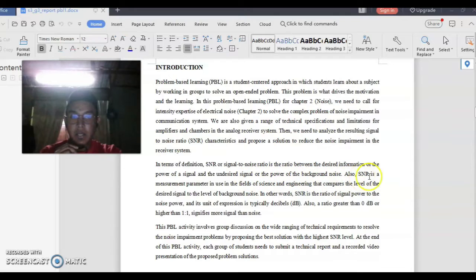Also, SNR is a measurement parameter used in the field of science and engineering that compares the level of the desired signal to the level of background noise. In other words, SNR is the ratio of signal power to the noise power, and its unit of expression is typically decibel, dB. Also, a ratio greater than 0 dB or higher than 1 signifies more signal than noise.